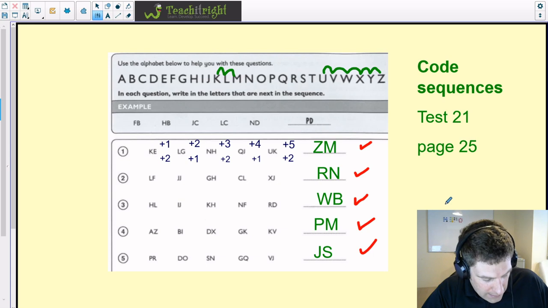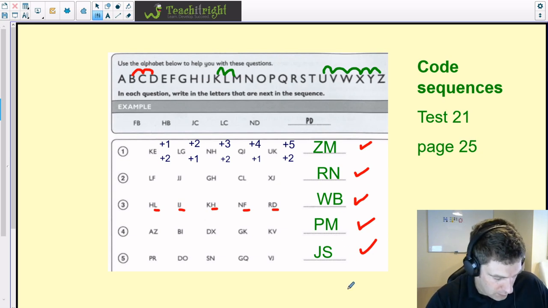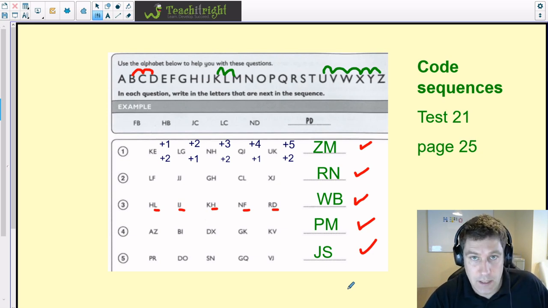Question 3 for WB, the first letter +1, +2, +3, +4, +5. And then the second letter was actually -2. So just showing you here, we've got L to J to H to F to D. That's -2, -2 from D, 1, 2. So we get B. Let's have a look at number 4. We've got PM, and the first letter was +1, +2, +3, +4, +5. The second letter was every other letter, and it went -2, +2.